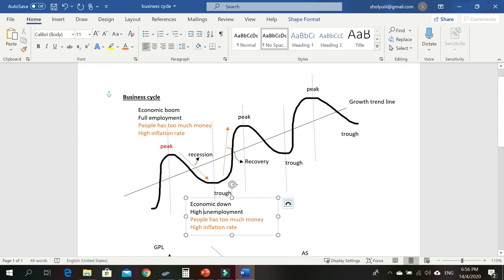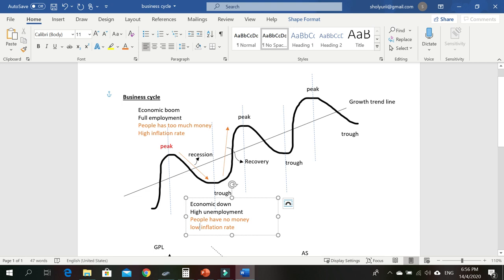And the problem is, not people has too much money, people don't have money. People have less money lah. People have no money lah. Senang. Okay. So here, what happened? High. Untuk inflation rate, dia akan jadi low.